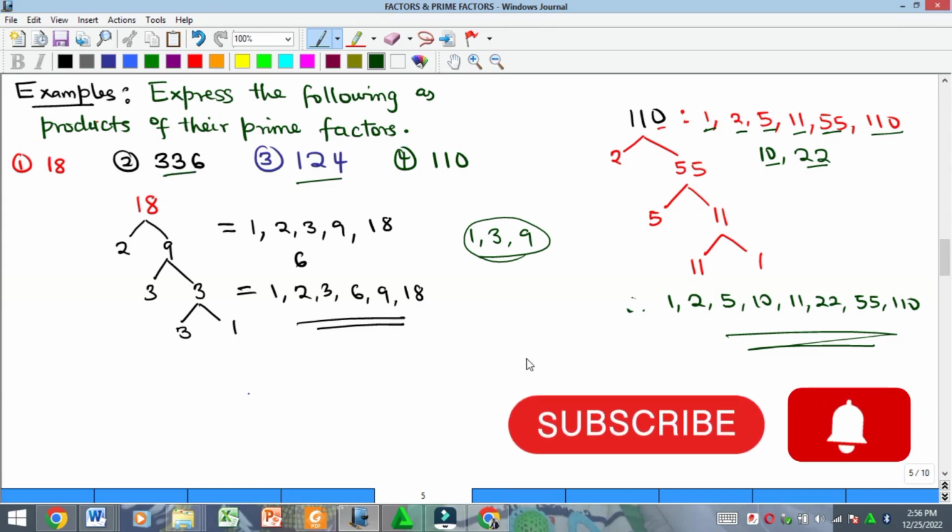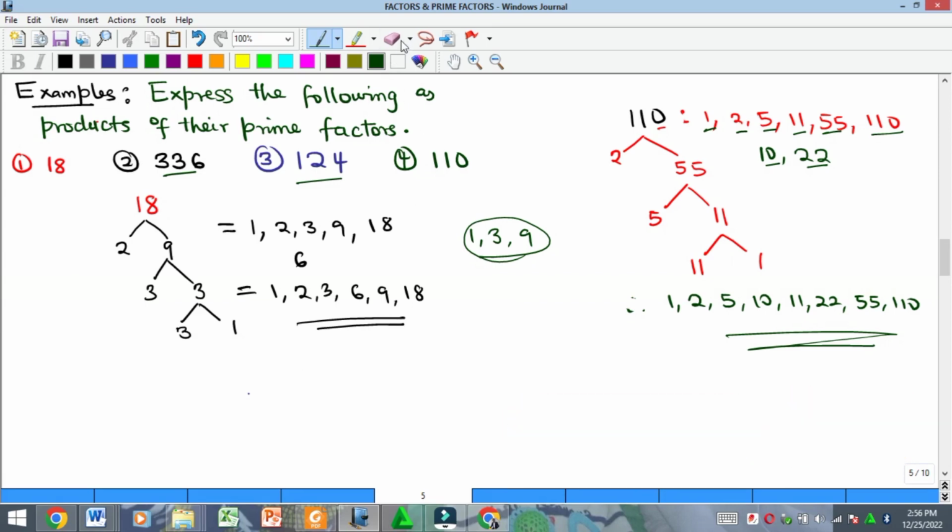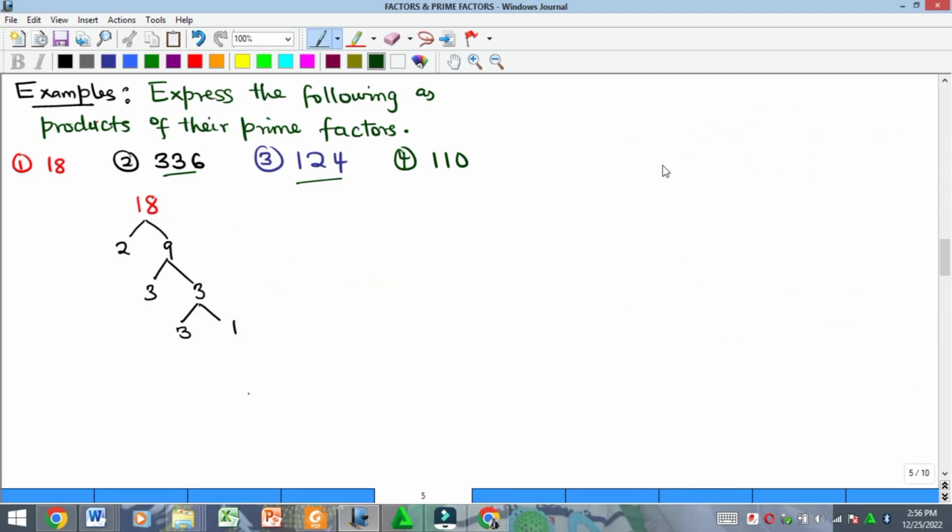Right now, how do you then get the prime factors? Okay, so let's quickly look at prime factors. Right, so there are two ways we can get the prime factors. We can either use this approach. That means after we have decomposed it into all the factors, we just pick out the prime numbers there. Like here we got 1, 2, 3, 6, and 9, and then 18. So we just pick out the prime numbers, which are just these two.